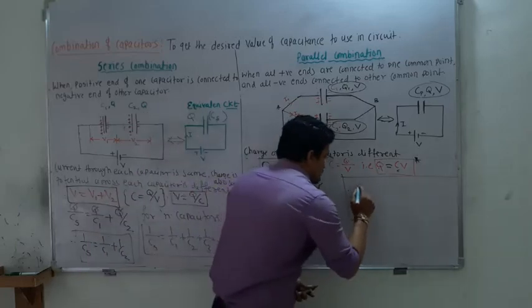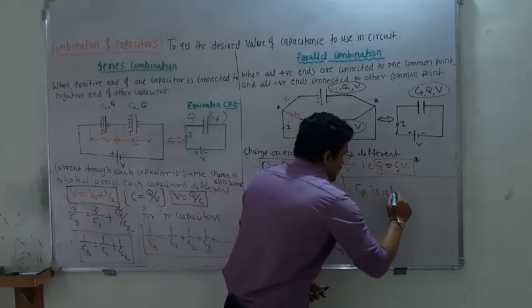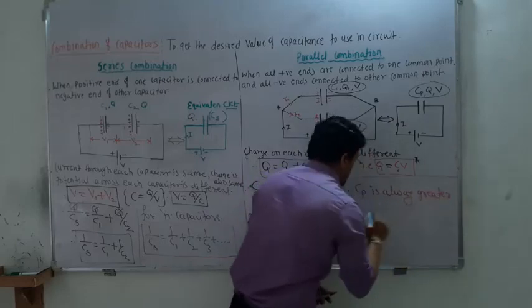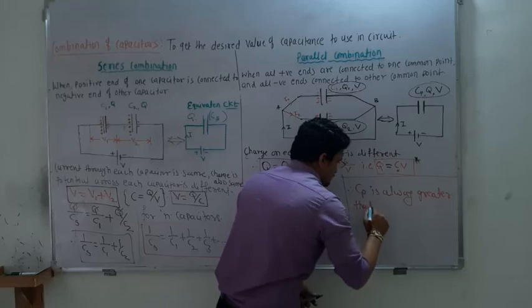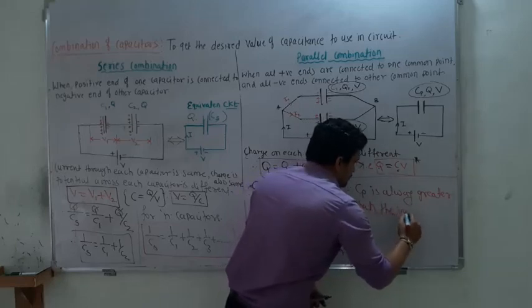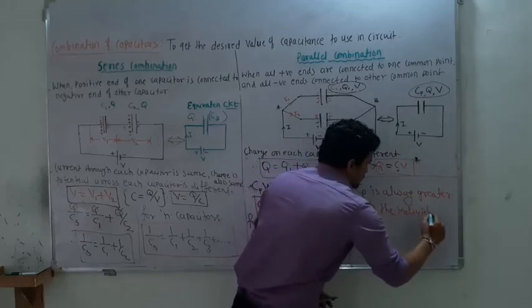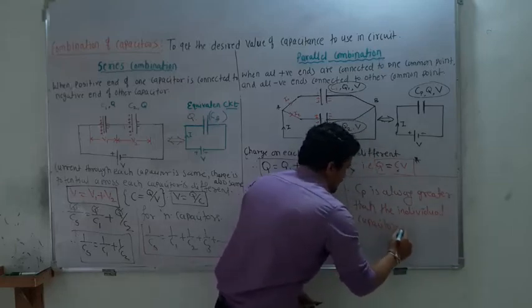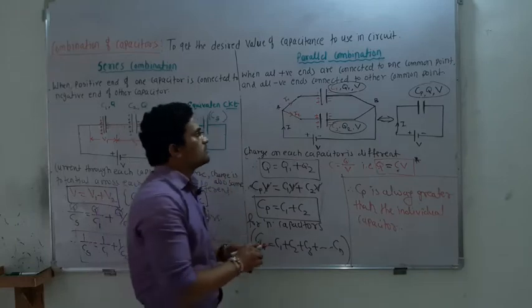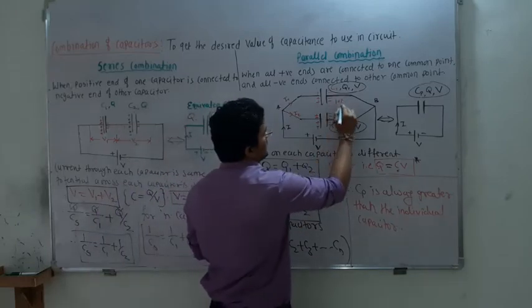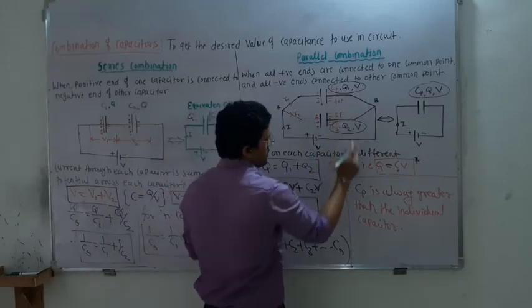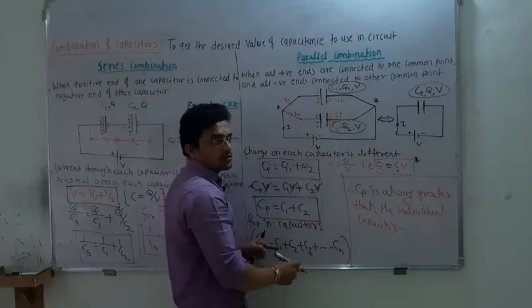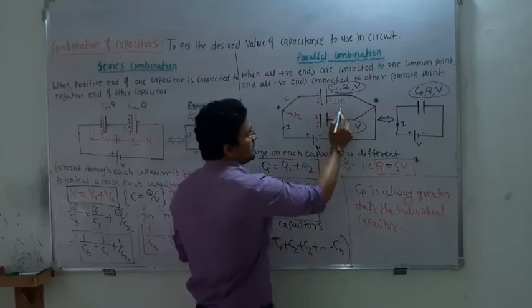Okay, therefore Cp is always greater than the individual capacitor. Now suppose, for example, C1 is 10 farad and C2 is 5 farad. So what is the Cp? It is nothing but 10 plus 5, and 10 plus 5 is how much? 15. So 15 is greater than 10 and greater than 5.